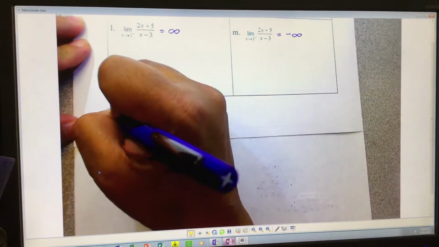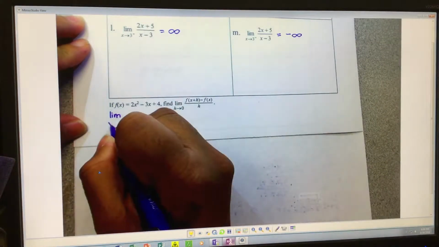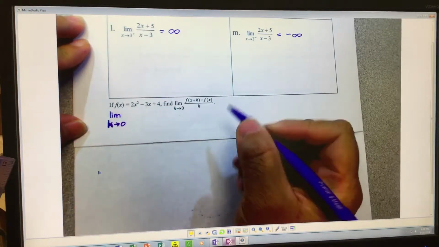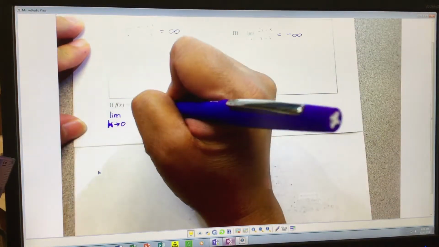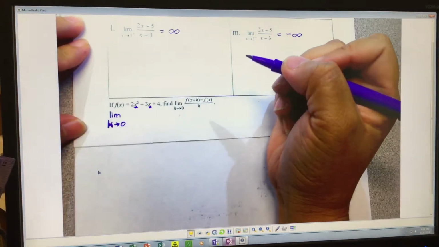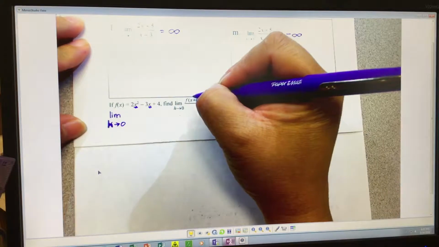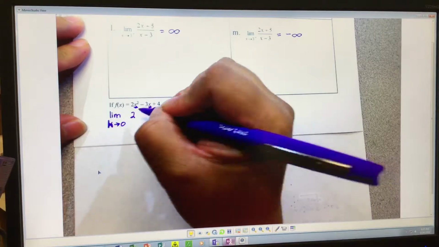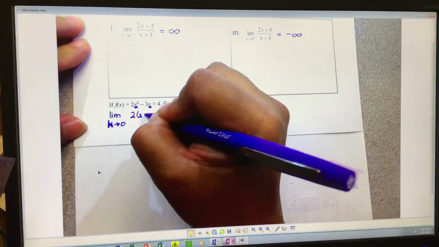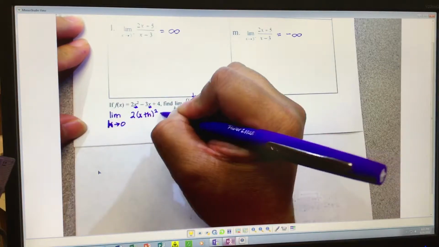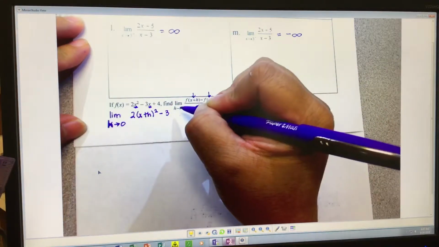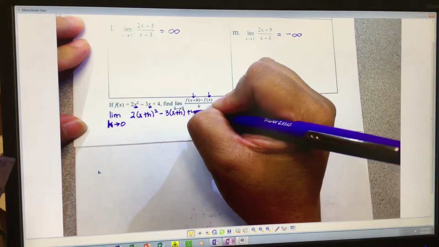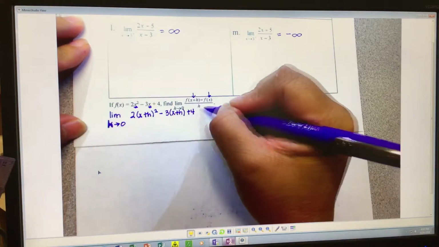Okay, so we're going to say the limit as h approaches 0. Okay, so here's where we substitute, right? For every value of x, we are going to substitute this here. So this is going to be 2 times (x plus h) squared minus 3 times (x plus h) plus 4, right? Because we have to do this part first, right here.